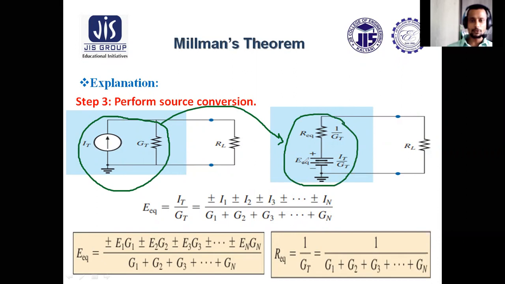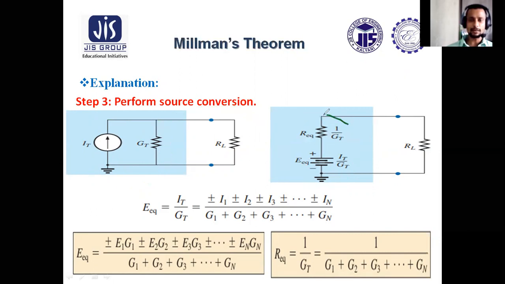So what should be Eq? Eq equals I into R. E is I into R, that is IT by GT, since 1 by GT means R. So Eq can be calculated by IT by GT. E equals IT into RT, where RT equals 1 by GT. So IT by GT can be written as Eq. And this parallel resistance will now be combined in series, which will be 1 by GT. Okay. So this is the total resistance of the circuit and this is the total voltage of the circuit.